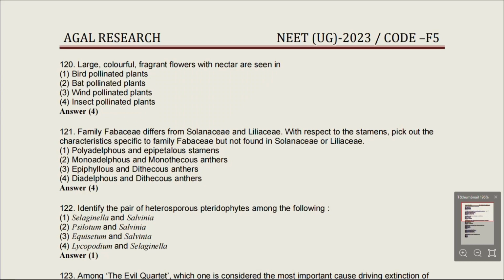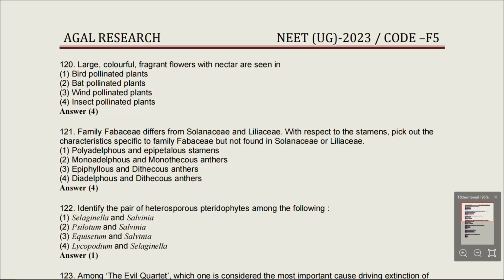So the next one is: family Fabaceae differs from Solanaceae and Liliaceae with respect to the stamens. Pick out the characteristics specific to family Fabaceae but not found in Solanaceae and Liliaceae. So the answer is diadelphous and dithecous anthers. And this question is taken from Unit 2 Structural Organization in Plants, Chapter 5 Morphology of Flowering Plants.